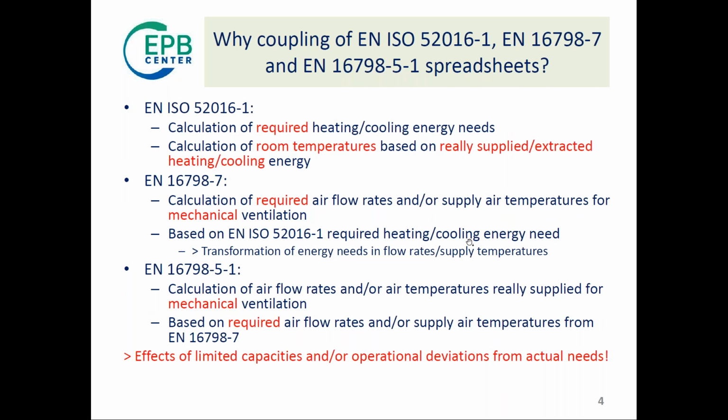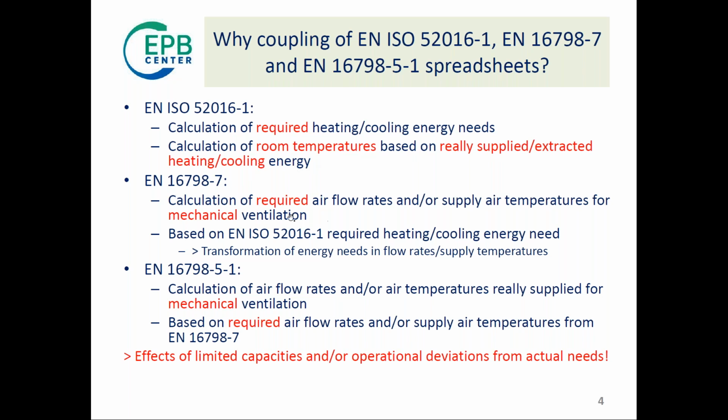Why do we couple those different spreadsheets? Well, the following path is actually what we try to do. We try to calculate with EN ISO 52016 the required heating and cooling needs, and also the calculation of the room temperatures, be it air or operative temperatures for the use here. The air temperature is the important one. But these are calculated based on really supplied and extracted heating and cooling energy.